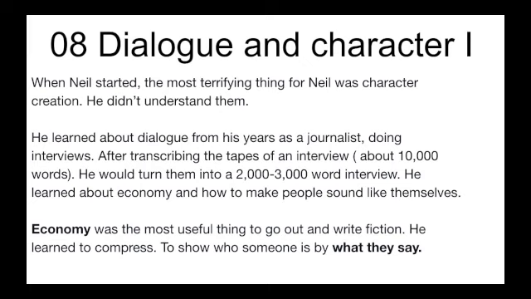After transcribing the tapes of an interview, so about 10,000 words, he would turn them into a 2,000 to 3,000 word interview. He learned about economy and how to make people sound like themselves. Economy was the most useful thing to go out and write fiction. He learned to compress, to show who someone is by what they say.